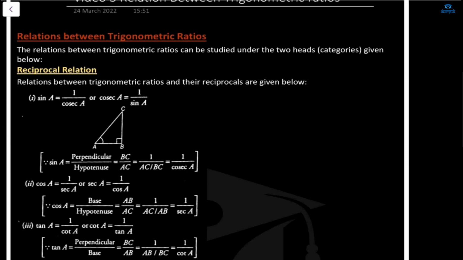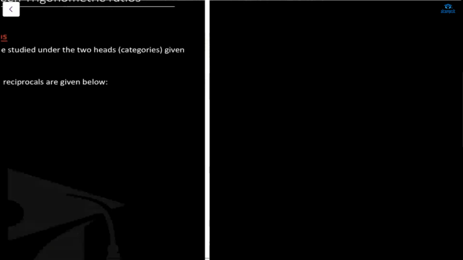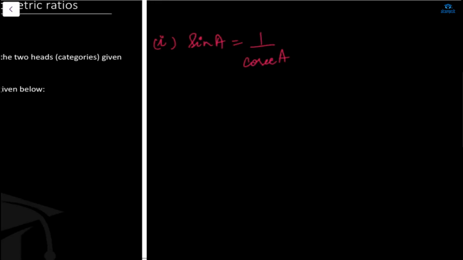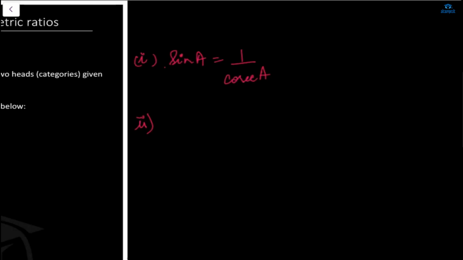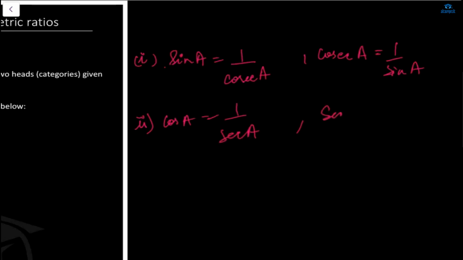The first relation that I'm going to write here is sine A is equal to 1 upon cosec A. Similarly there are three reciprocal relations. Obviously the reverse is also true, that is cosec A is equal to 1 upon sine A, and cos A is equal to 1 upon sec A, and similarly sec A is equal to 1 upon cos A.